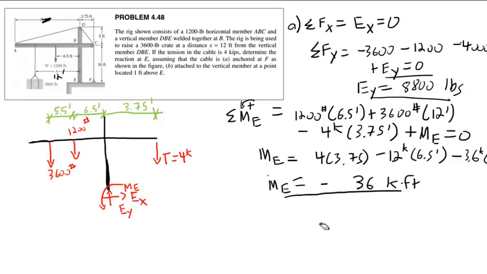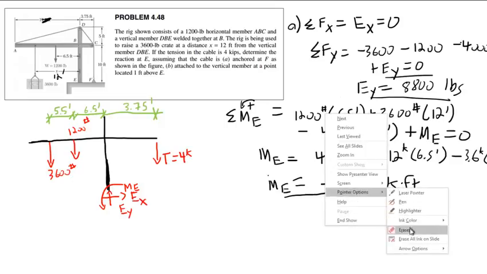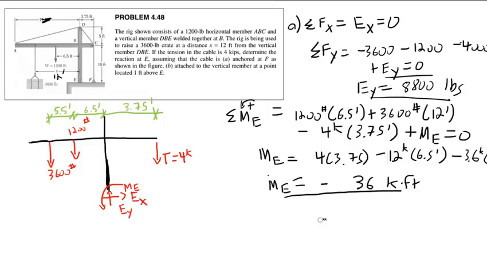Unless we see any other stupid errors, that should be the answer. Or actually, better yet, it was always 36 kip feet. I have no idea what you're talking about. It was always 36 kip feet. Oh wait, this is being recorded. Pay no attention to the man behind the curtain.